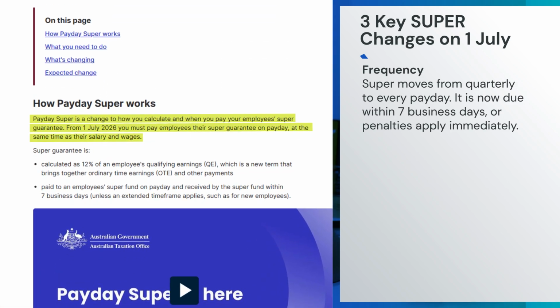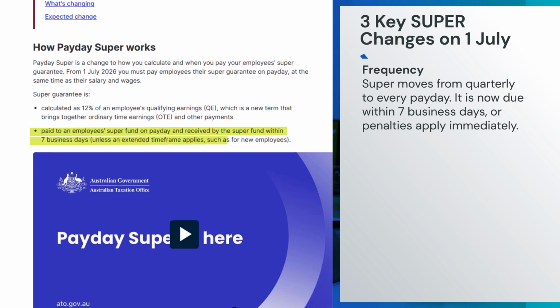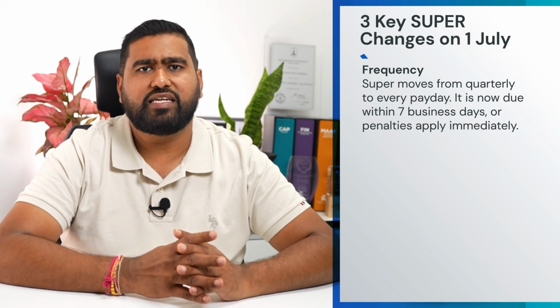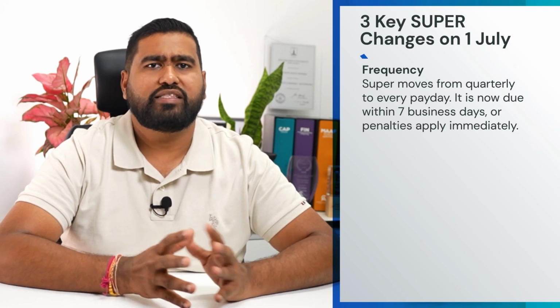First, frequency. Super goes from quarterly to every pay. Weekly payroll means weekly super. Fortnightly means fortnightly super. The due date is 7 business days from each payday. Miss that window and the SGC applies immediately, not at the end of the quarter, that day.